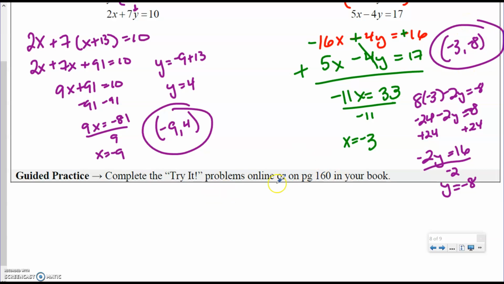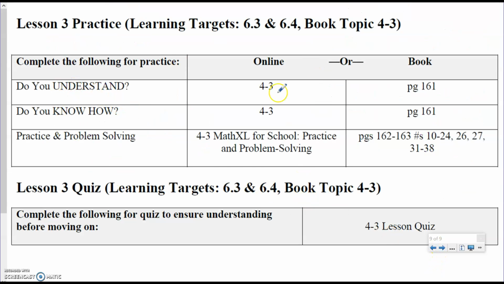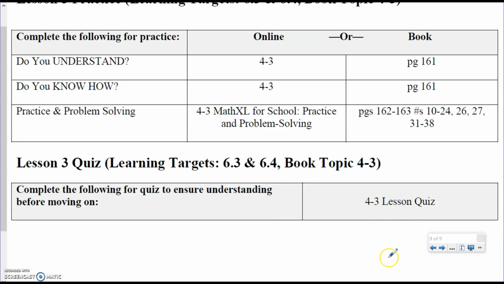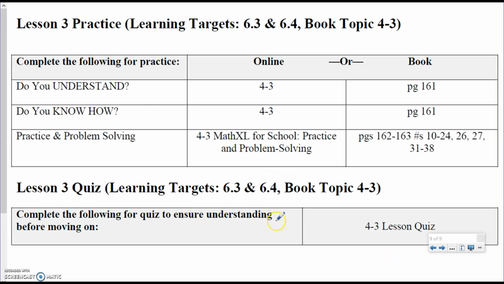Okay, again, try it problems. If you're good, you're good. Move on. Here's your practice. You can do it online or you can use the online book. Completely up to you. The lesson quiz is just to see how you're doing on this topic.